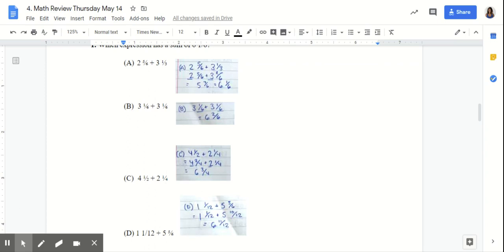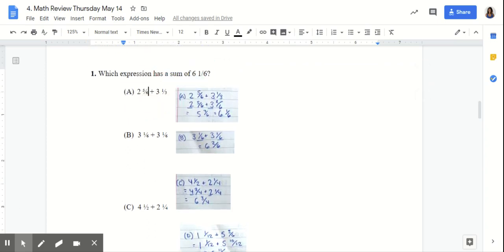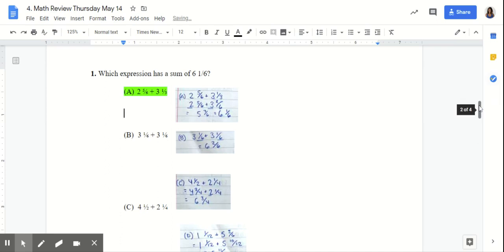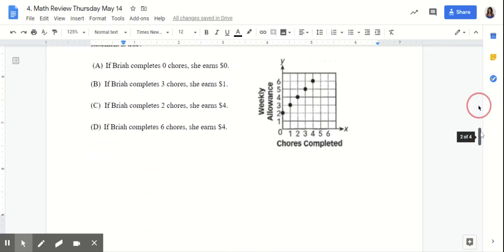And finally, D, 1 and 1/12 plus 5 and 5/6. I am again making those common denominators to add. So I have 1 and 1/12 plus 5 and 10/12, which gives me 6 and 11/12. So yes, A is correct for the sum that equals 6 and 1/6. All right, let's scroll down and look at the next one.